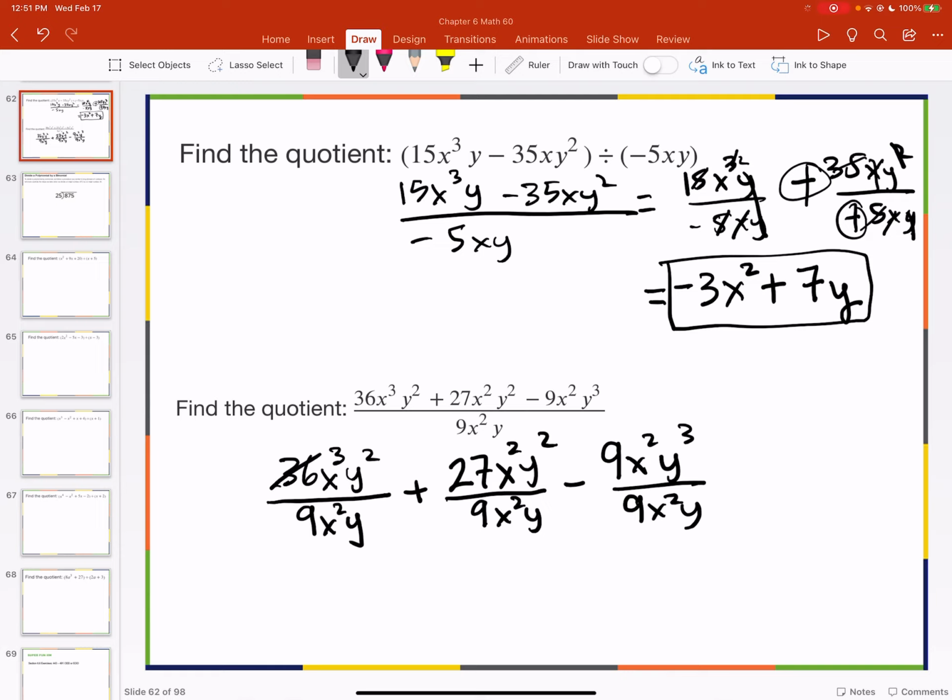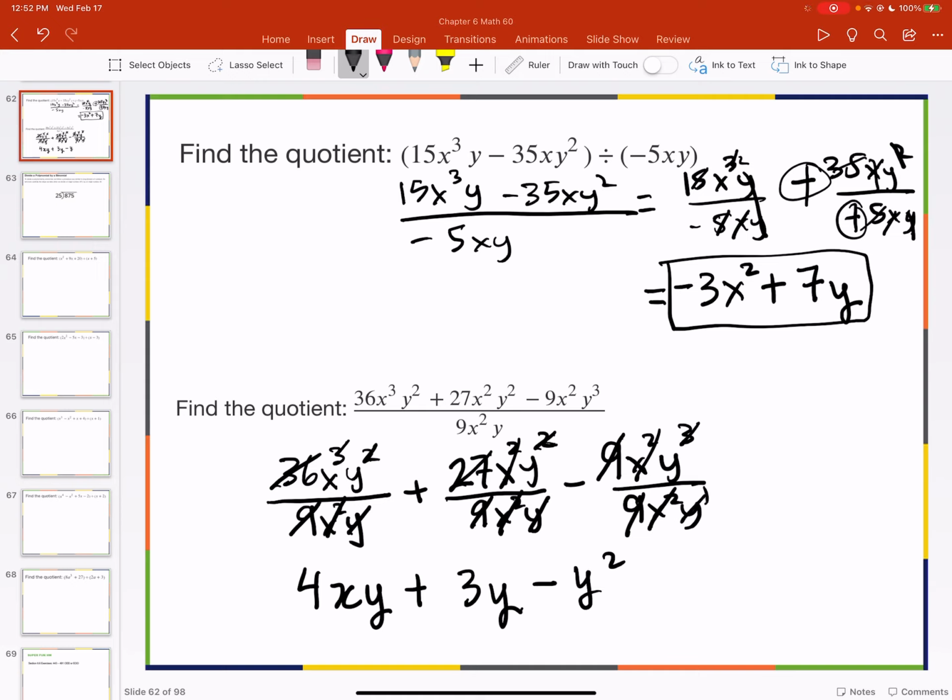So first one, 36 divided by 9 is 4. X cubed, 3 minus 2, that's division, that's 1x. Here, y squared, I eliminate one of the y's, 4xy. Okay, 9 goes into 27 3 times. The x squareds cancel out, so that's nice. Y squared divided by y just gives me a y back. And then minus, these y's cancel out, these x squareds cancel out. So then I just have y cubed divided by y. So 3 minus 1 is y squared. Okay. See, not too bad.